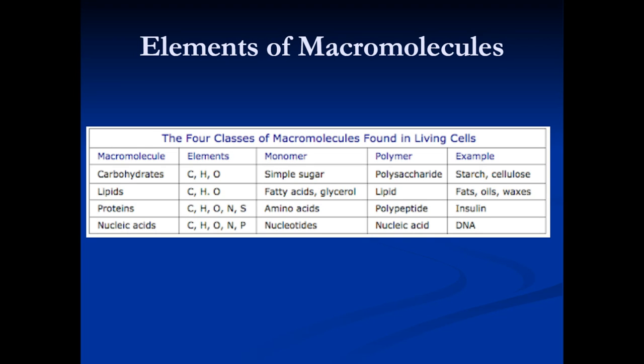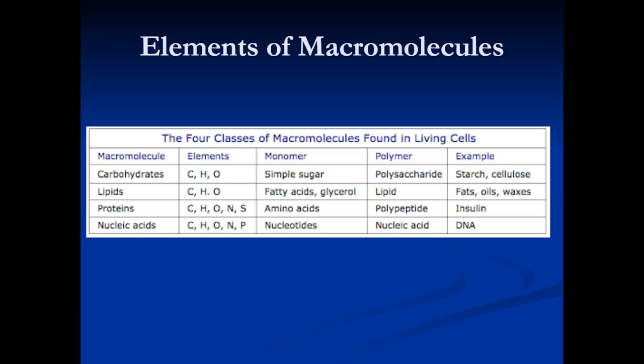Next, the monomers. If we break this word apart, mono refers to one, mer means unit or building block. So the single unit, if you will, could be referred to as simple sugars in the case of carbohydrates, fatty acids and glycerols for lipids, amino acids for proteins, and nucleotides for our nucleic acids.